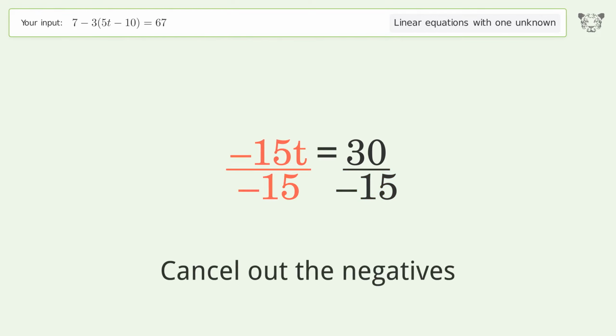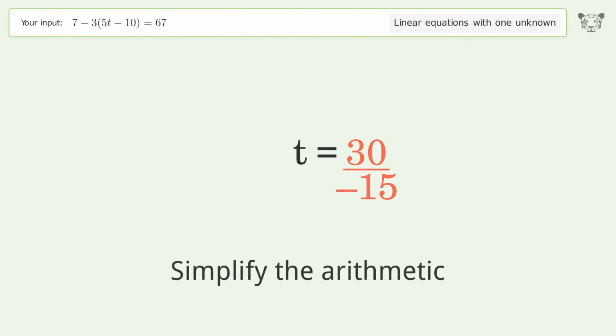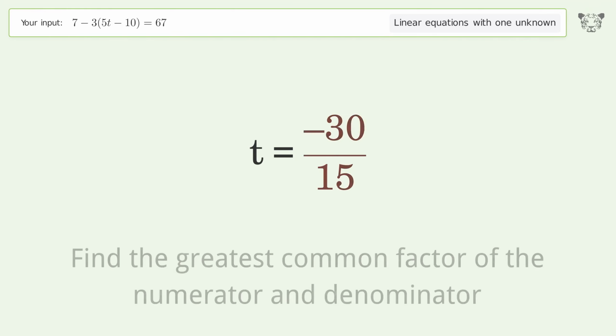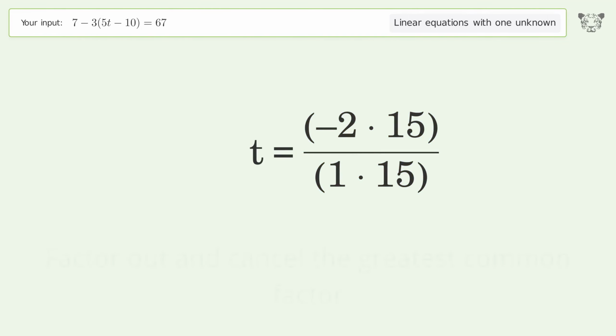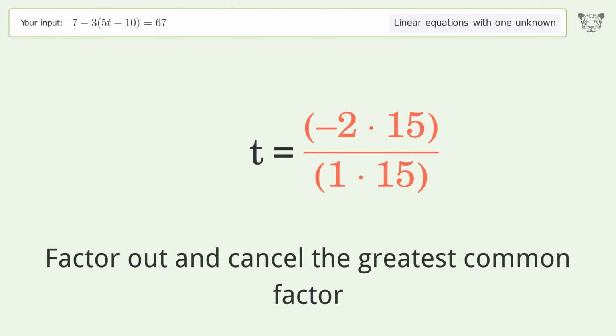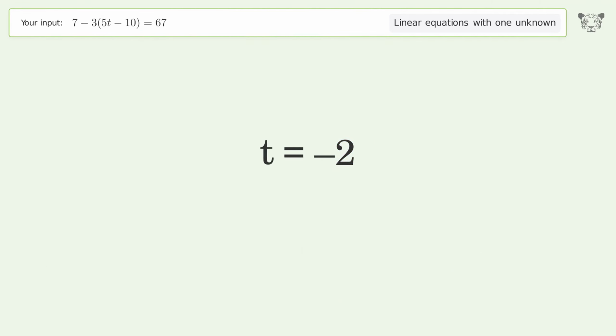Cancel out the negatives. Simplify the fraction. Simplify the arithmetic. Find the greatest common factor of the numerator and denominator. Factor out and cancel the greatest common factor. And so the final result is t equals -2.